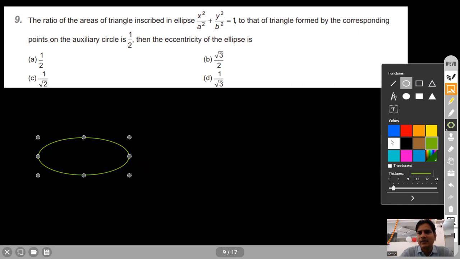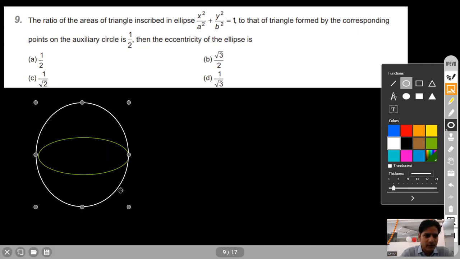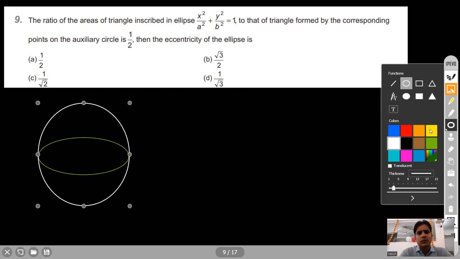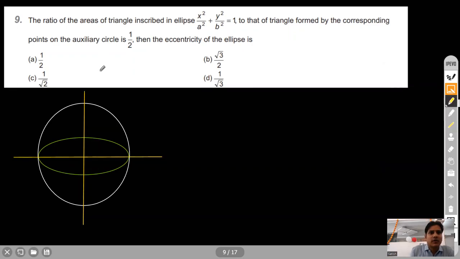So this is our ellipse. Let me draw the auxiliary circle for this ellipse. A little bit small. Yeah, it will work. So this is our ellipse. Take a straight line. So this is the axis of the ellipse. This will be basically coordinate axis only, because the center of this ellipse is origin. So this is our y-axis, this is our x-axis.